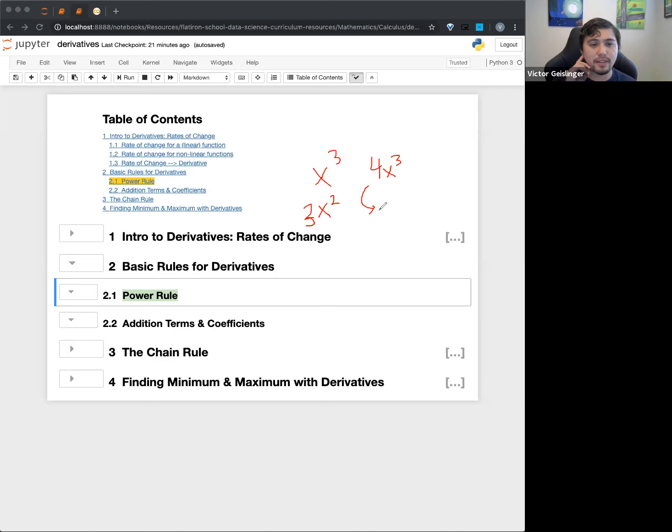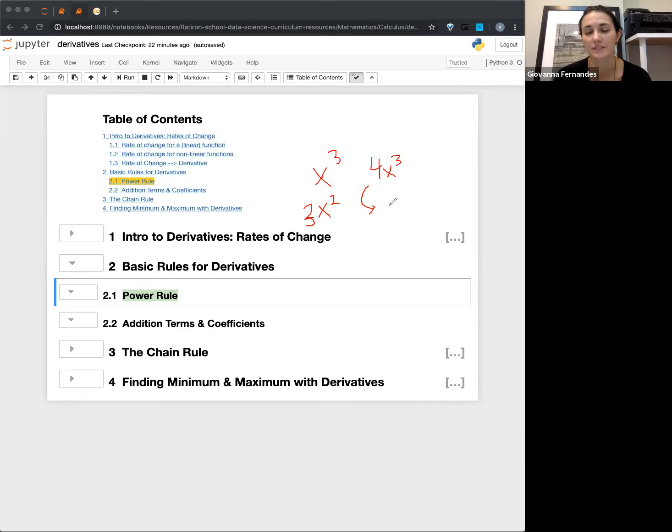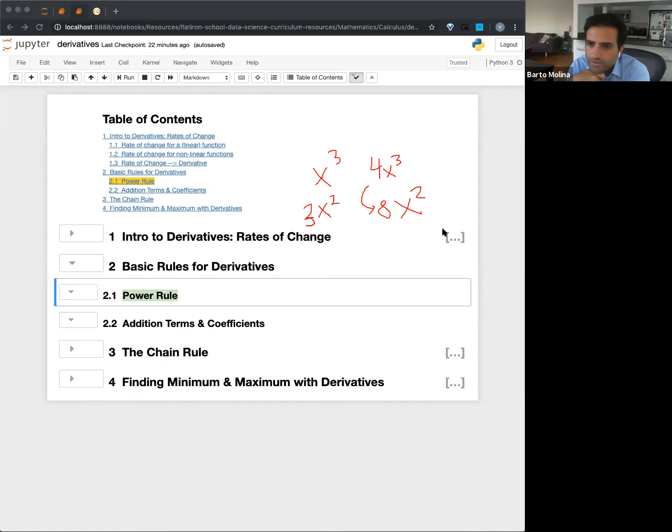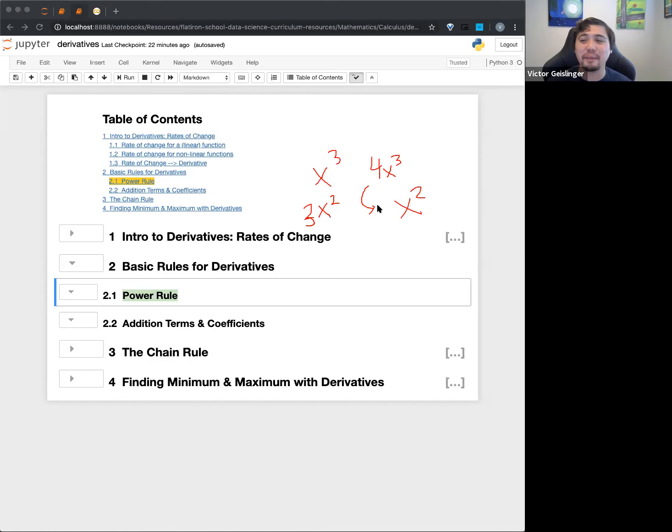I see Giovanna mouthing stuff. I can't hear it. I forget I'm muted. So x squared, and you said 8? Oh no, wait. 3 times 4. 12? Oh, I think you had the idea. It's okay. It's getting late in the day. We're going to go with that.